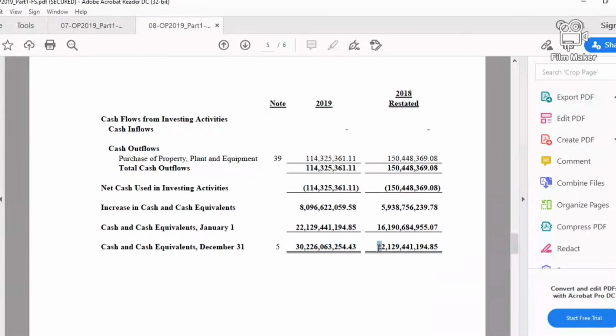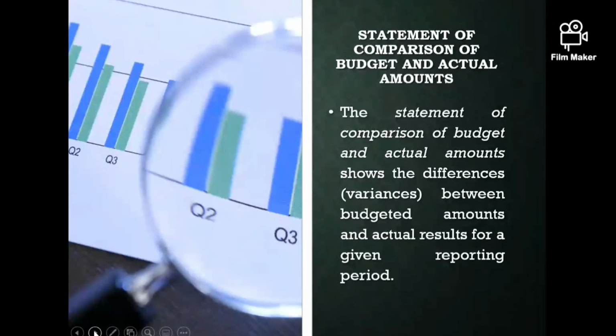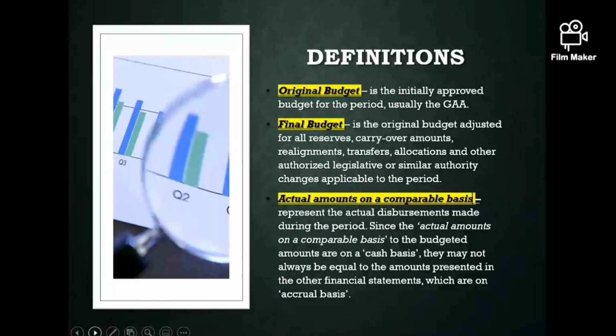Yan. Ito po yun. Statement of comparison of budget and actual amounts. This statement shows the comparison of budget and actual amount and also their differences or yung variance. Pag sinabi nating variance, makikita nyo saan kino-compare yung variance. So, para mas maintindihan yung statement of comparison of budget and actual amount, let's define yung mga term na ginamit.